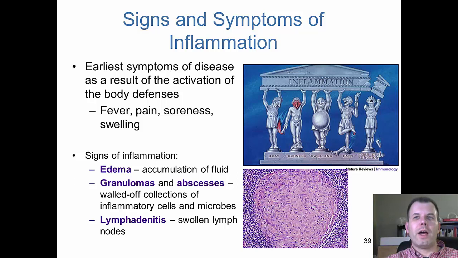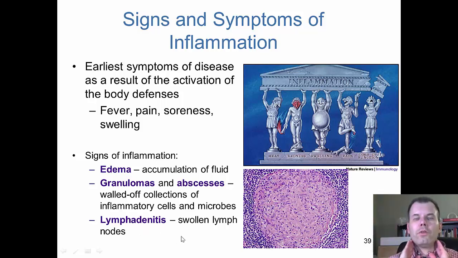So what are some of the signs? Well, you can have edema, you can have swelling, and that's a huge sign. Obviously, you can see the swelling in the tissues. You can have granulomas and abscesses. This shows you a granuloma in some liver tissue. So here is the liver tissue. It's being infected, and you can see that this is the infection, this is being walled off, and this is what we call a granuloma or an abscess in the tissue, okay?